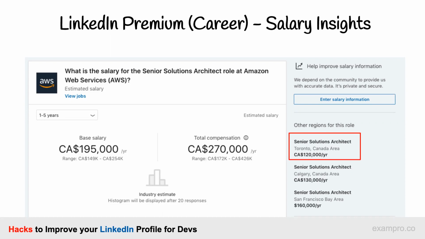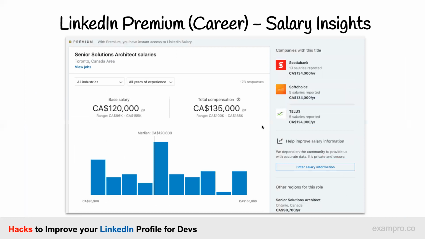Here we have a job at AWS for a senior solutions architect. You can see they pay a lot of money. I don't know if that's in Canada though. That might be US. Oh, it says CA, so Canadian dollars. And if we click into the Toronto market here, for solutions architect, now we're seeing a more normal salary, 120 to 135K. I think if you were with AWS, it probably would be higher, but these are more generalized jobs, like Scotiabank or TELUS.